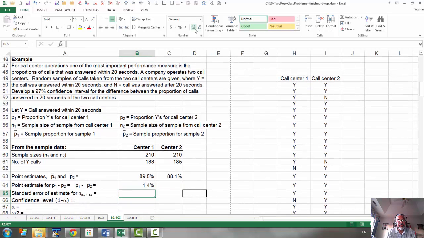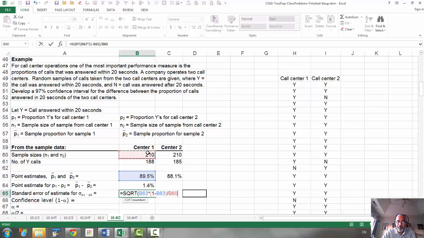Now the standard error of the estimate is the square root of P bar sub 1 times 1 minus P bar sub 1 divided by N sub 1, plus P bar sub 2 times 1 minus P bar sub 2 divided by N sub 2. That is the standard error.